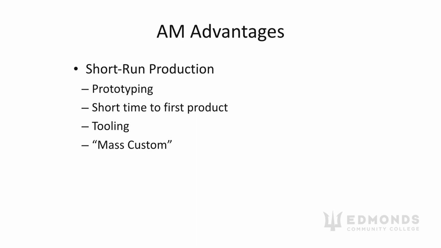Additive manufacturing gives us really perfect advantages for that because we have a very short time to the first product. We don't need to produce molds. The amount of tooling we need to use for this machine is very small. There's almost no tooling changeover. We may be generating our own supports in the printing process, of course. And it also gives us the ability to mass customize.